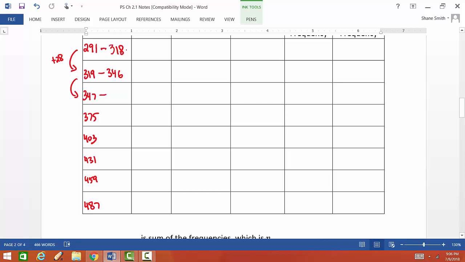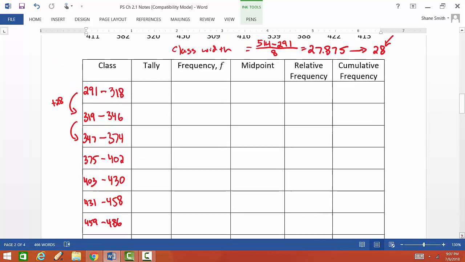At this point, you can just add 28 going down this way, or because you already have these numbers, this number is just going to be 1 less than the lower limit of the next class. So this is 374, 402, 430, 458, 486, 514. And there you go. And that's how we come up with the classes.